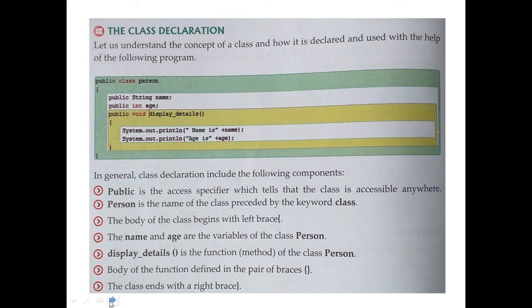Features of object-oriented programming are data abstraction, that means hiding the complexity, only the user interface is visible. Encapsulation, grouping or wrapping of similar things together. Inheritance, acquiring the properties of one class into another class. And polymorphism, one function, multiple works. So these are the features of object-oriented programming.